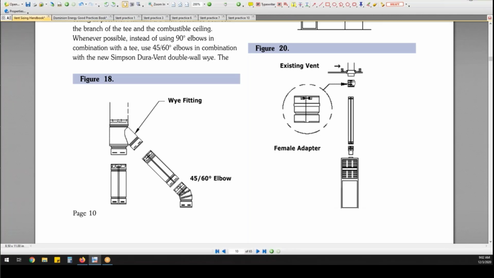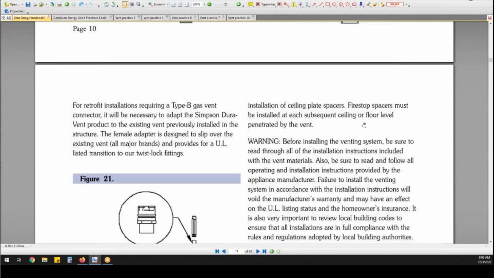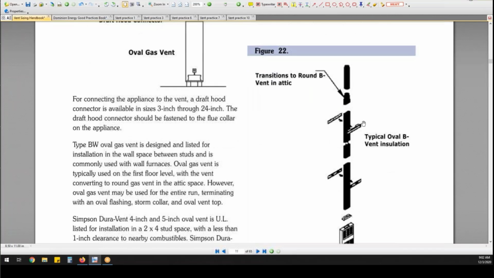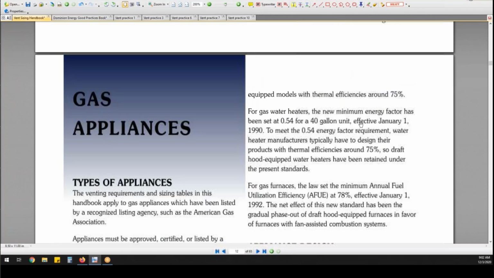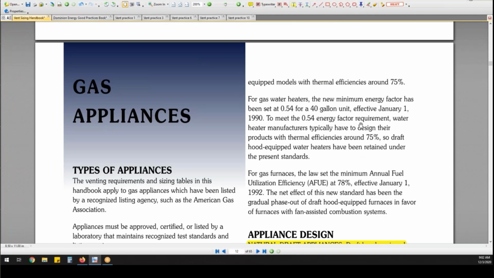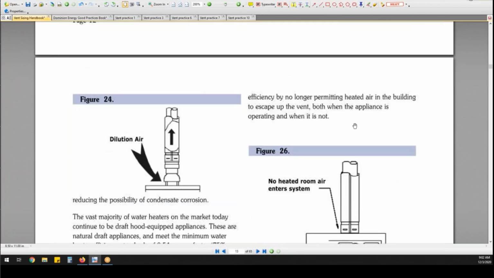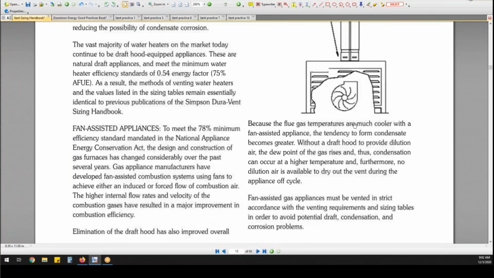Is the connector ever allowed to be buried within the building cavity, or does it always have to be out and accessible? Connector has to be in the same room as the equipment. Okay, that helps. Perfect. Thanks, man. Somewhere in there, if you read the book, it talks about that, how the connector will always be in the same room as the appliance, basically.